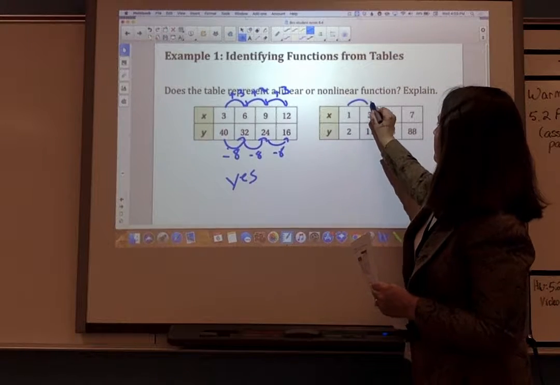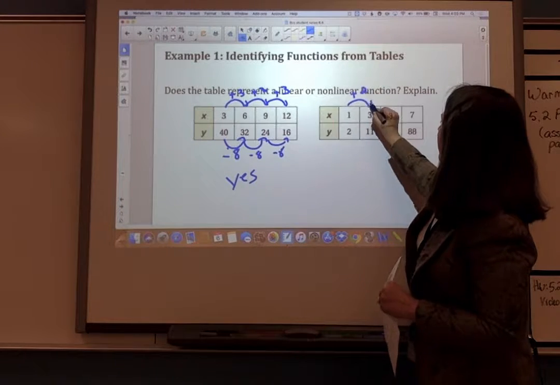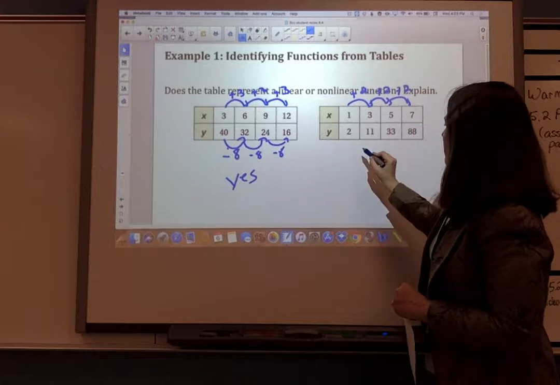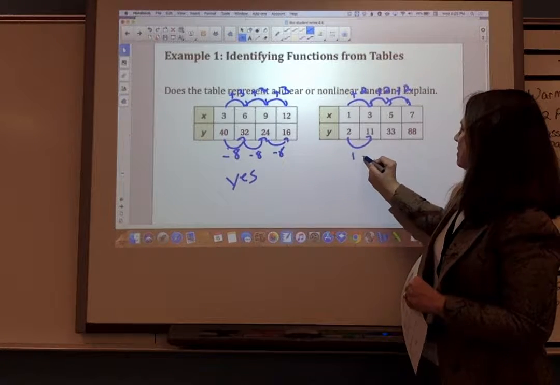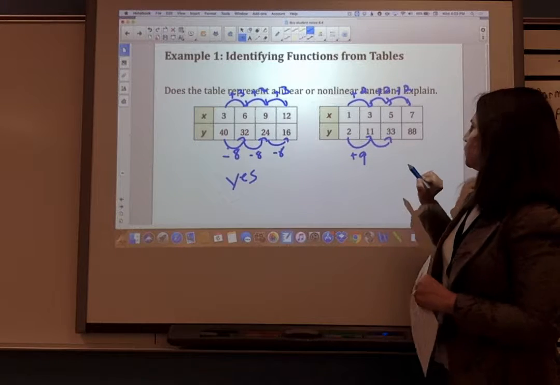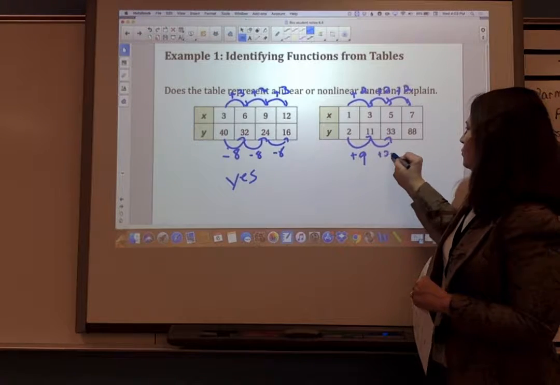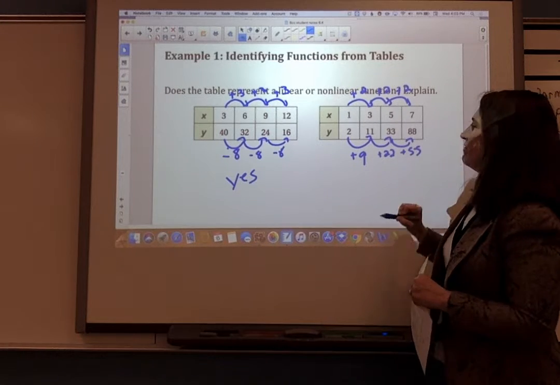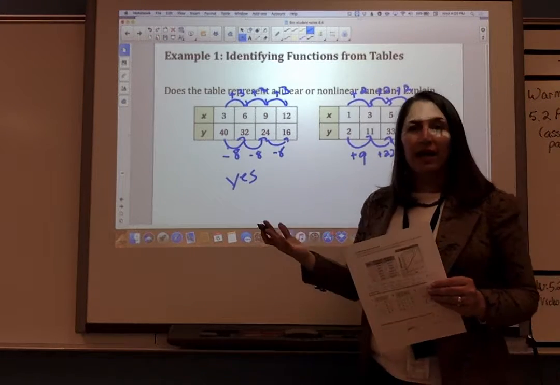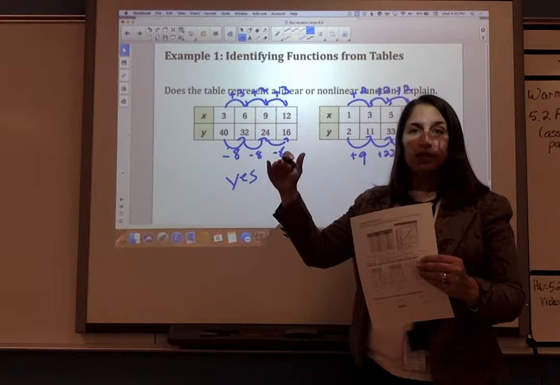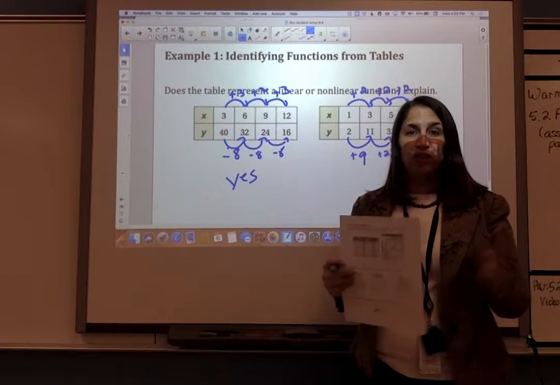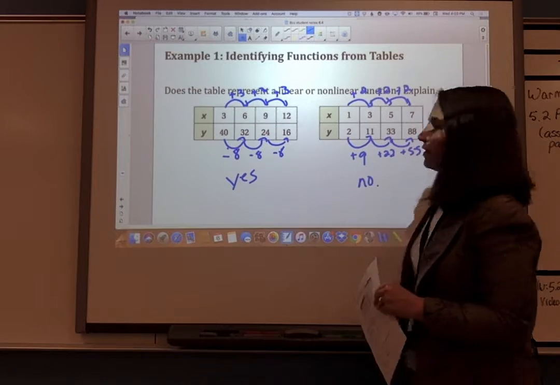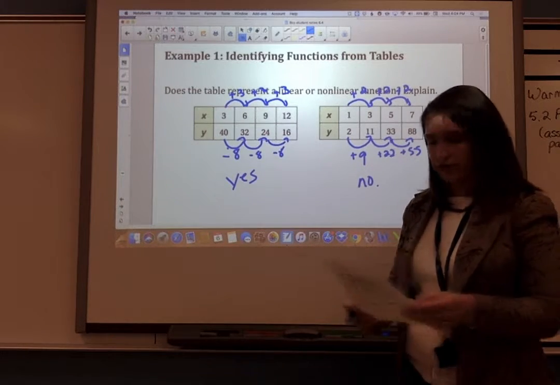Here we see this next example. The x is increasing by 2 each time, and the y, here it increases by 9. Here it increases by 22. Here it increases by 55. So we can see that over time, the rate is increasing. So it's not at a constant rate of change. That rate is increasing over time. So this is not a linear function. Still a function, but not a linear function.